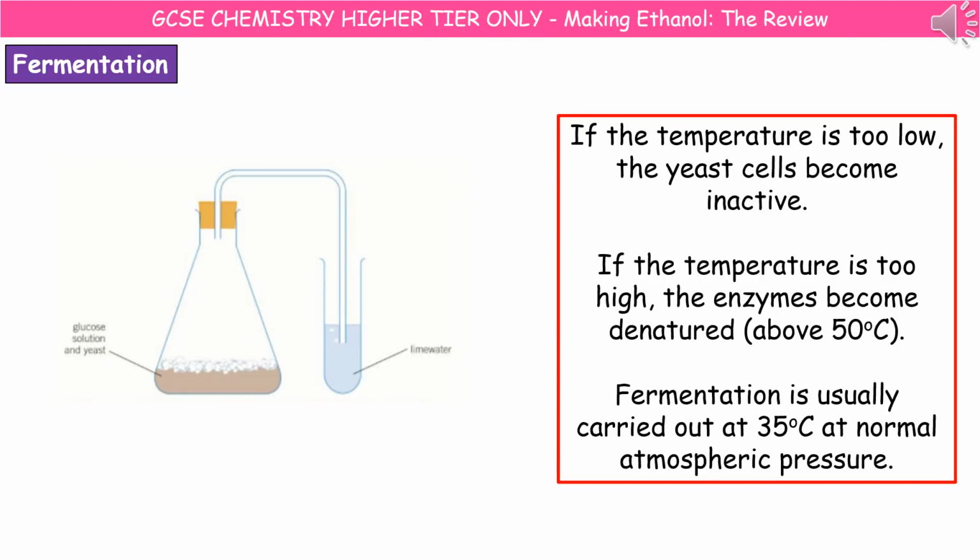In terms of the conditions we actually need to use for this reaction, then the temperature is the key one. Because if the temperature is too low, then the yeast cells become inactive and the enzymes aren't going to convert enough glucose into the ethanol. If we have the temperature too high, then we're going to denature the enzymes, and that's going to happen if we increase the temperature above 50 degrees Celsius. So what we normally do is carry out fermentation at 35 degrees Celsius and at normal atmospheric pressure.